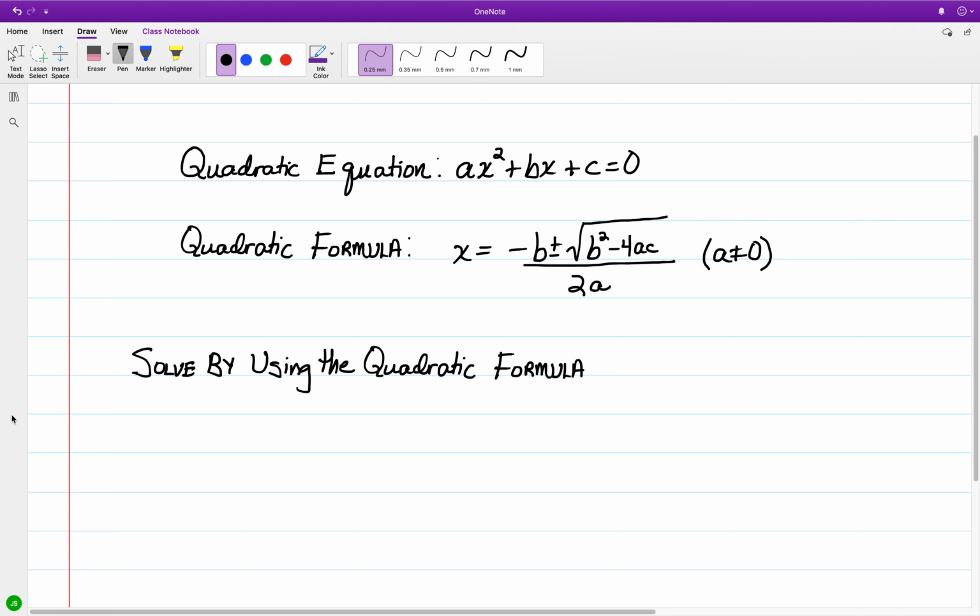Okay, continuing on with quadratic equations. Again, a quadratic equation is a second order equation whose standard form is ax squared plus bx plus c is equal to 0. And again, we looked at techniques of solving quadratic equations, including the zero product property, as well as the square root property of equality. And also, we have what is referred to as the quadratic formula.